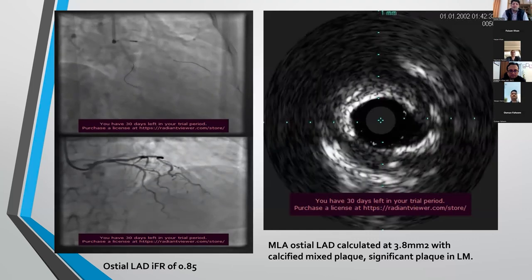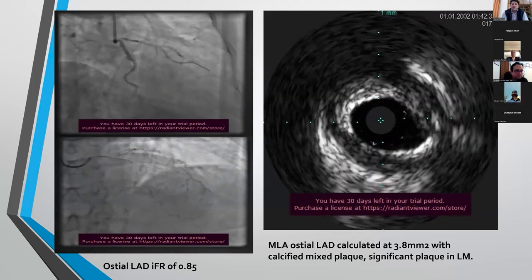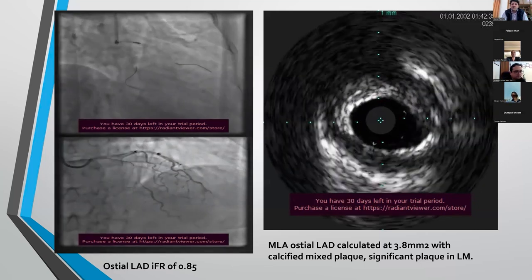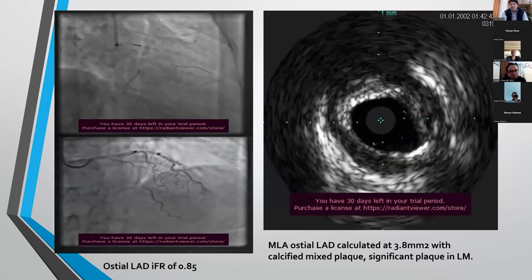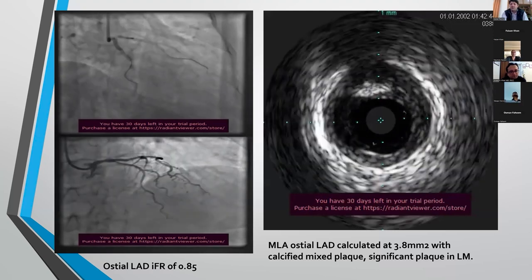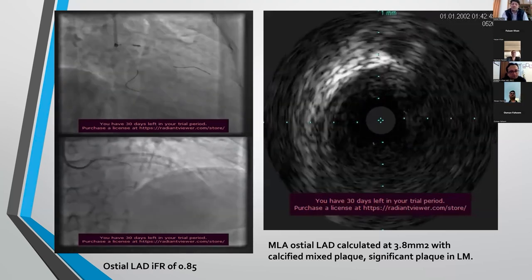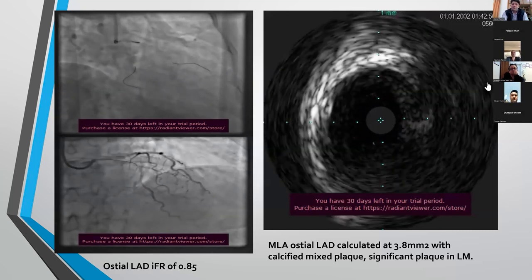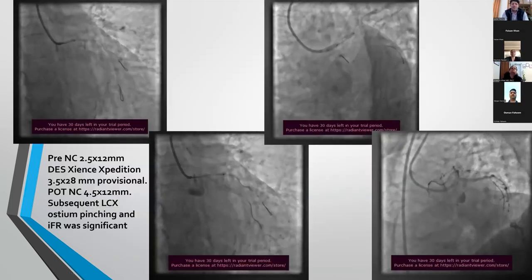We went with IVUS and iFR of that LAD lesion. The ostial LAD iFR came out to be significant, 0.85. MLA of ostial LAD was calculated at 3.8 millimeter square with calcified mixed plaque, a significant plaque in left main. So we went with stenting of that lesion.